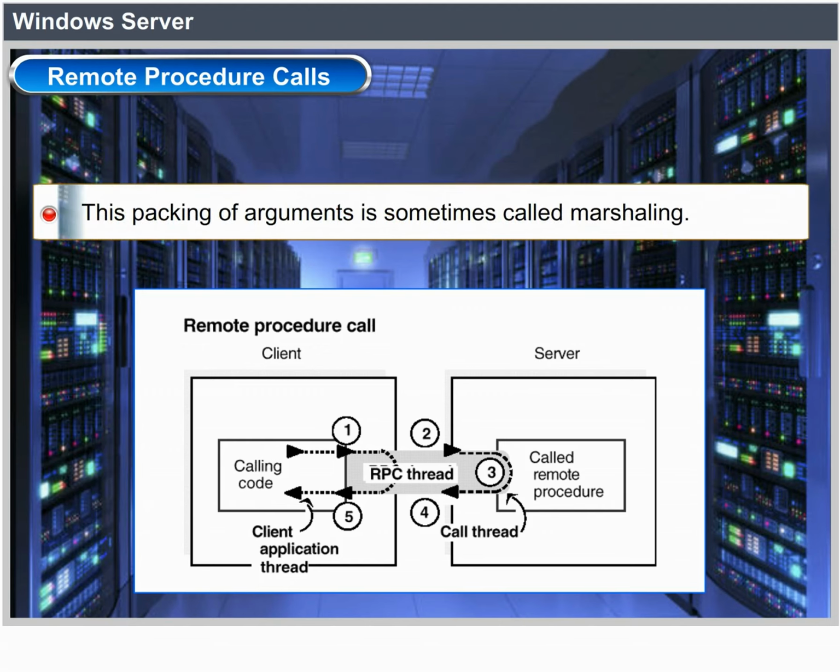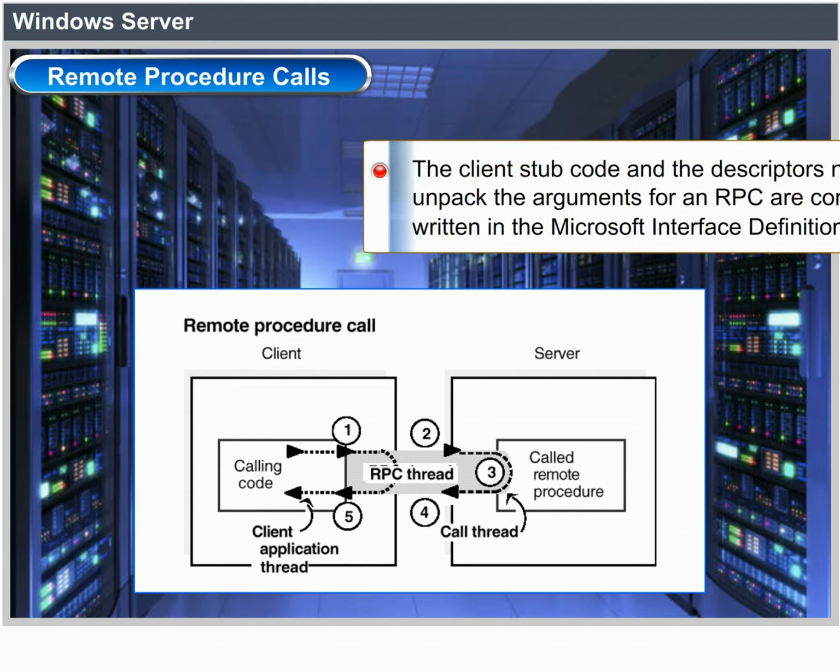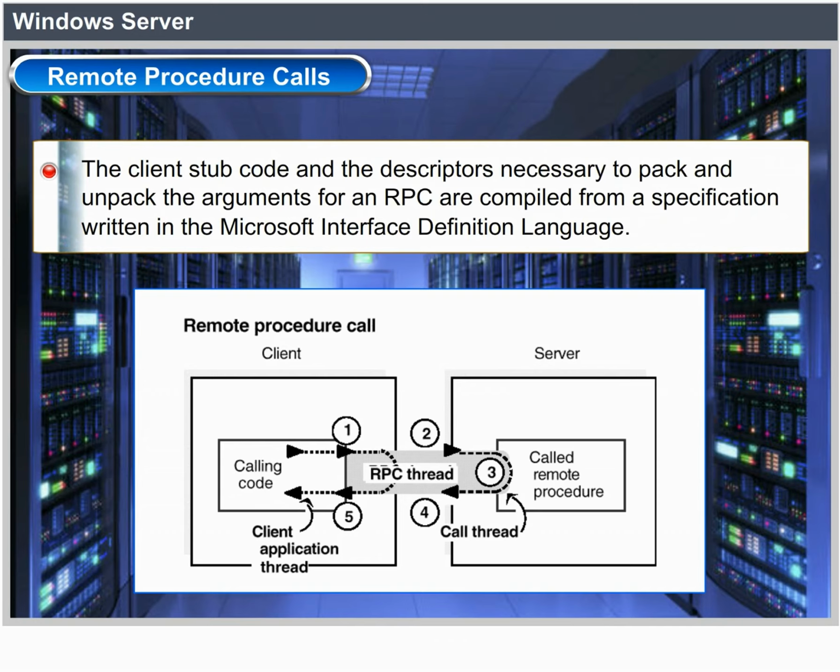This packing of arguments is sometimes called marshalling. The client stub code and the descriptors necessary to pack and unpack the arguments for an RPC are compiled from a specification written in the Microsoft Interface Definition Language.